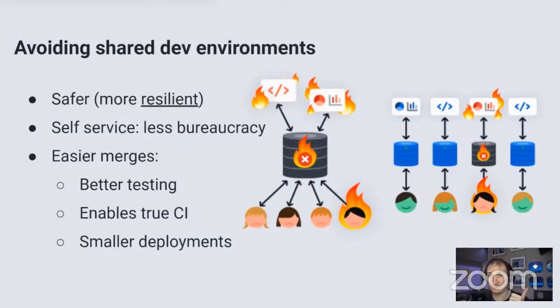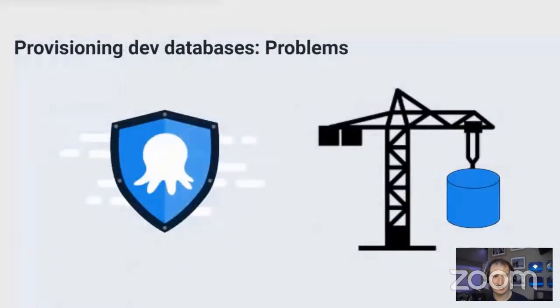We can test our stuff in isolation an awful lot better. We can enable true continuous integration, where I'm just taking production plus my changes, merging it back in, and off it goes. And I can enable smaller deployments as well. And all of these things reinforce each other in ways that I discussed last week.